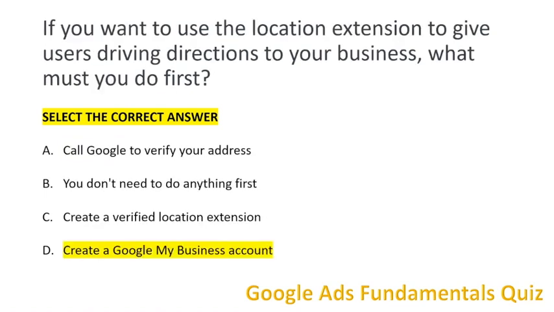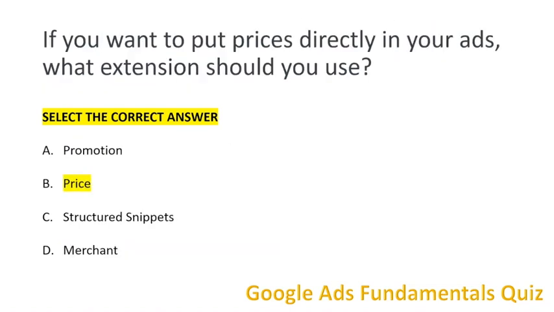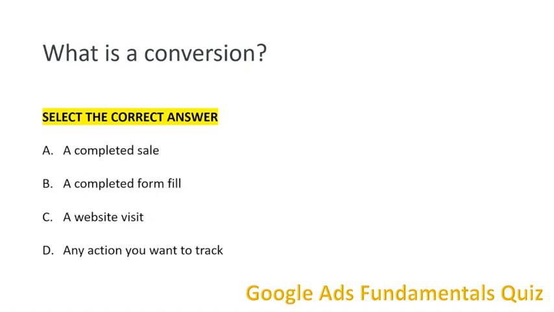If you want to use the location extension to give users driving directions to your business, what must you do first? A. Create a Google My Business account. If you want to put prices directly in your ads, what extension should you use? A. Price. What is a conversion? A. Any action you want to track.